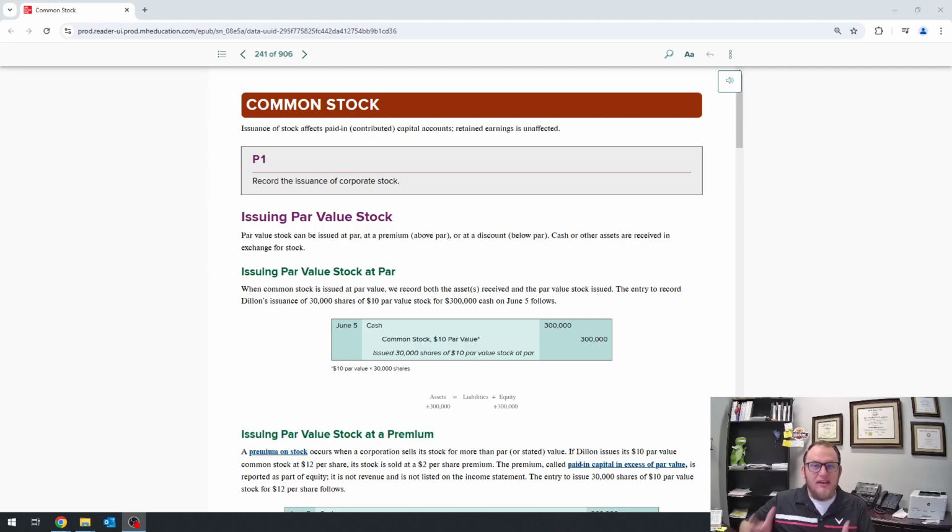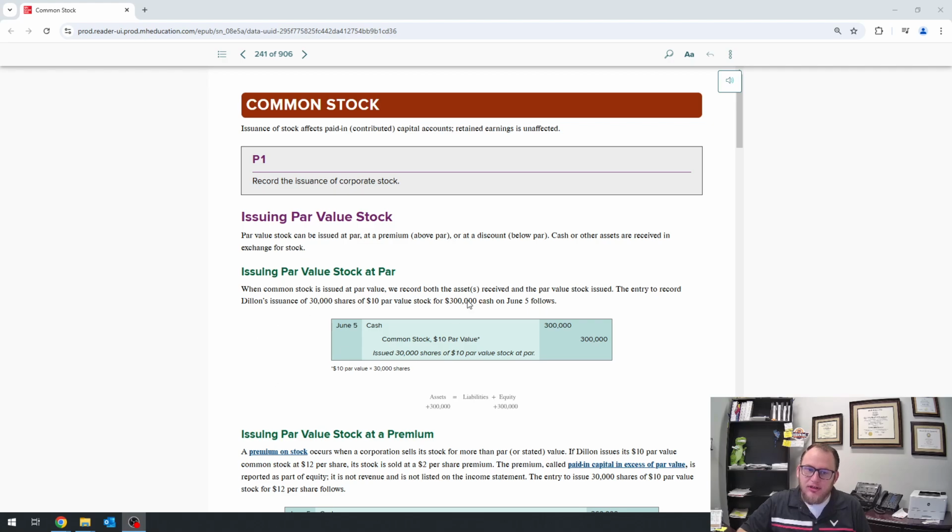Now let's talk about the accounting when we sell and issue some stock, starting with issuing par value stock. Remember, par value is the minimum amount required in order to buy the stock, because that's the stated amount on the stock. And so the par value is going to be the absolute minimum that somebody is going to be able to buy this stock for.